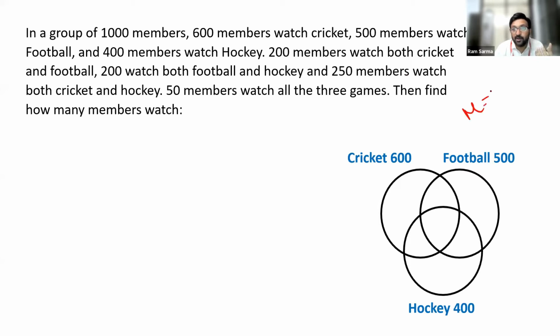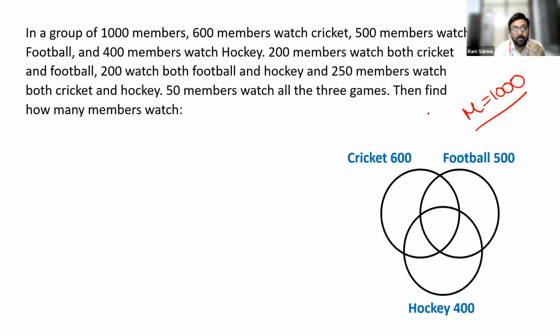There are 1,000 members in total. Let it be mu. And then you are given that 600 members watch cricket. So let us represent cricket with this circle. 500 members watch football. Let it be the second set. 400 members watch hockey. Let it be the third one.